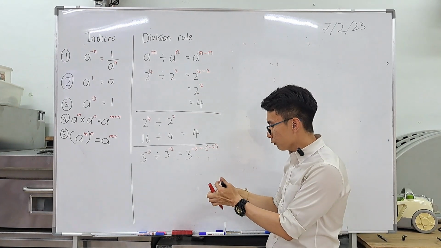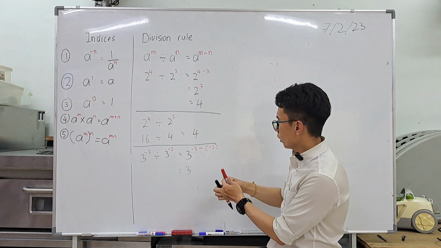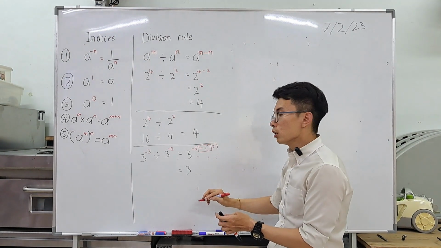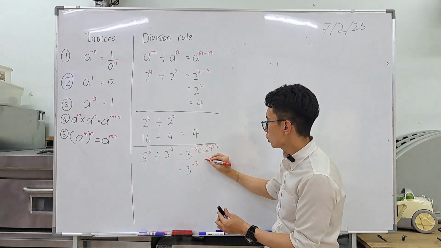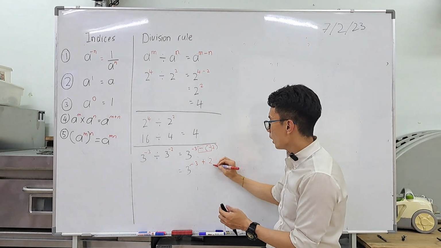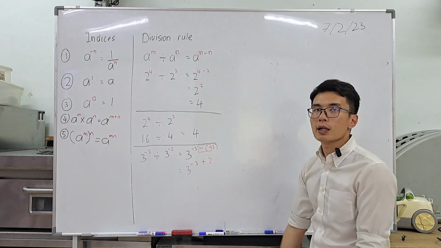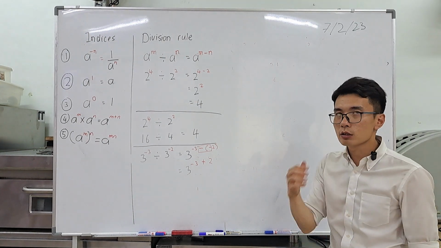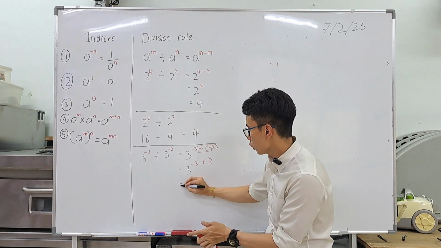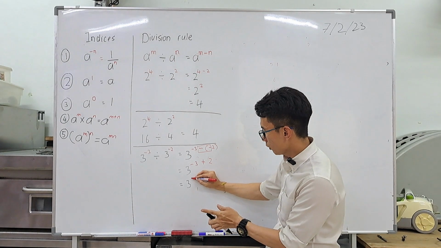And then after that, we will just solve this. So I will get 3. I have my negative and negative together, so it will be changed into positive. So in the end, it will be negative 3 plus 2. So let's just quickly solve this, and I should get 3 to the power of negative 1.